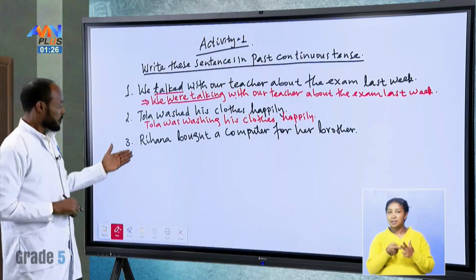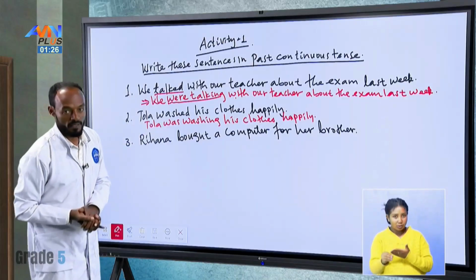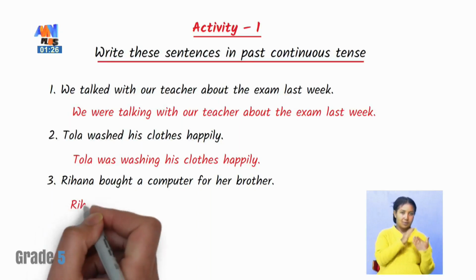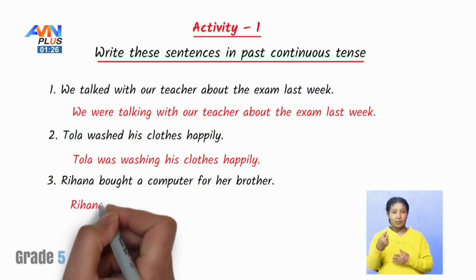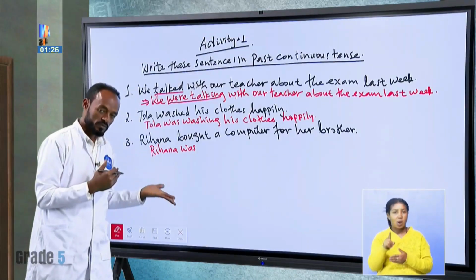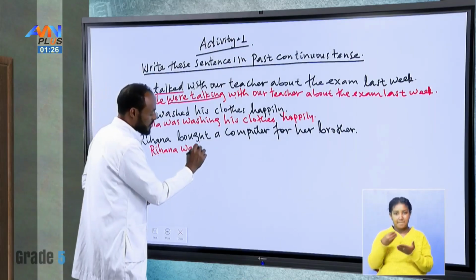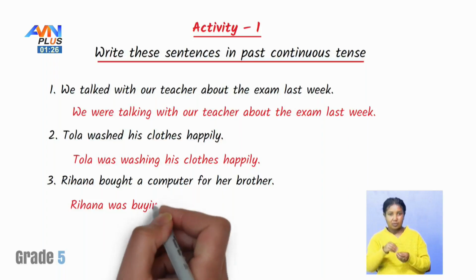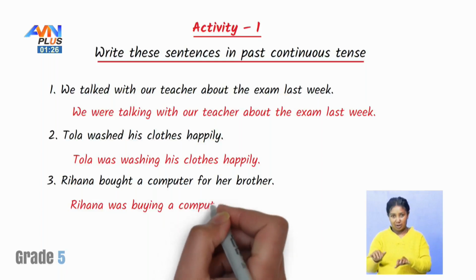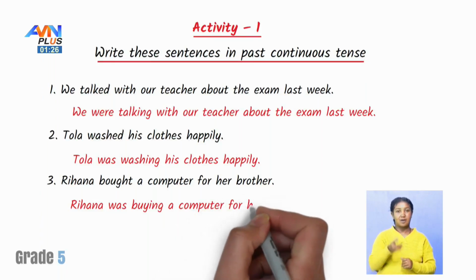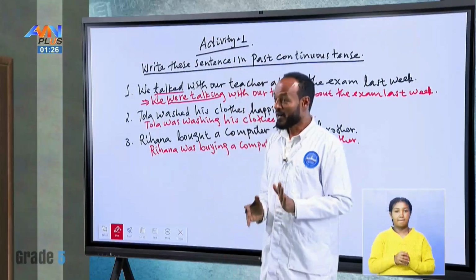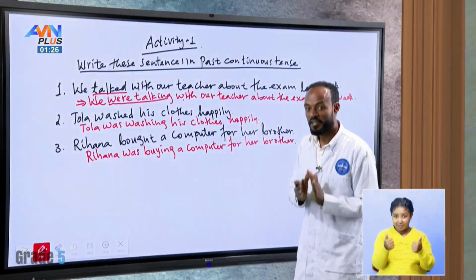What about number 3? Rihanna bought a computer for her brother. Yes, please. You can start from Rihanna, because the subject is the same. Then since Rihanna is one person, we have to use was. Then buy, what is the verb one form of bought? Buy. So we have to add ing here. Buying. Rihanna was buying a computer for her brother. Bravo, I hope I'm clear. Isn't it? Nice to see you.